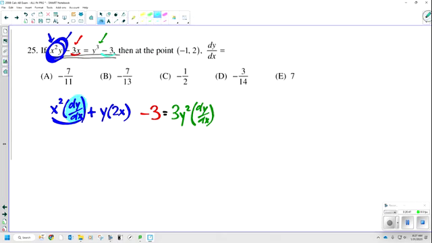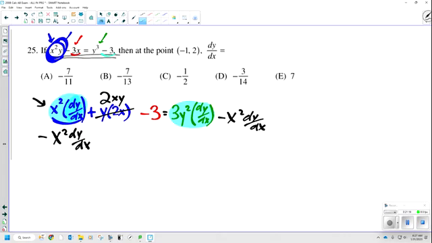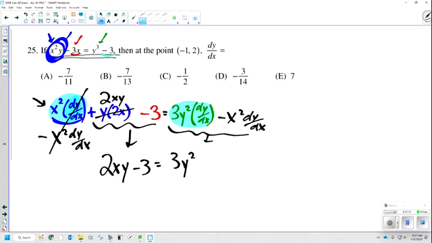So any place there's a dy dx, I want to get these terms with dy dx on the same side. All right? So, well, let's clean this up. This is going to end up being just 2xy. All right? Let's move this term over to the right side. So let's subtract x squared dy dx. Subtract x squared dy dx. Boom. I have 2xy minus 3 equals 3y squared dy dx minus x squared dy dx.